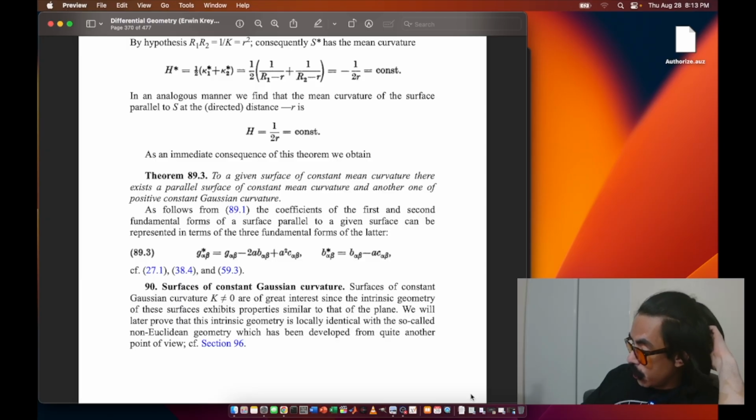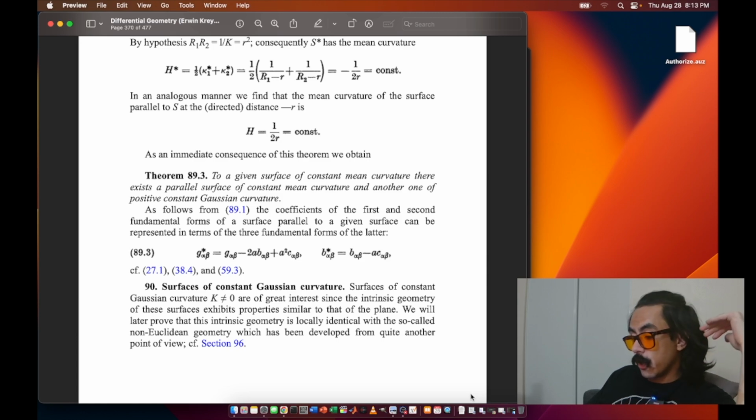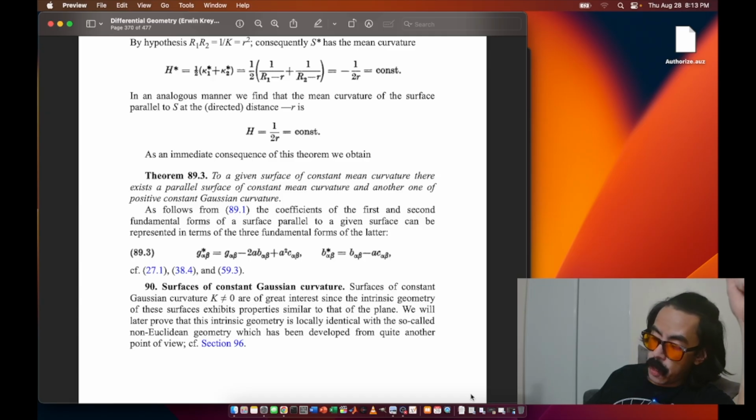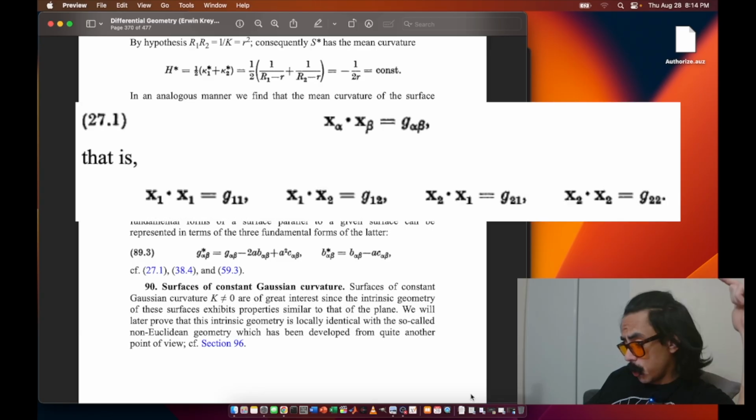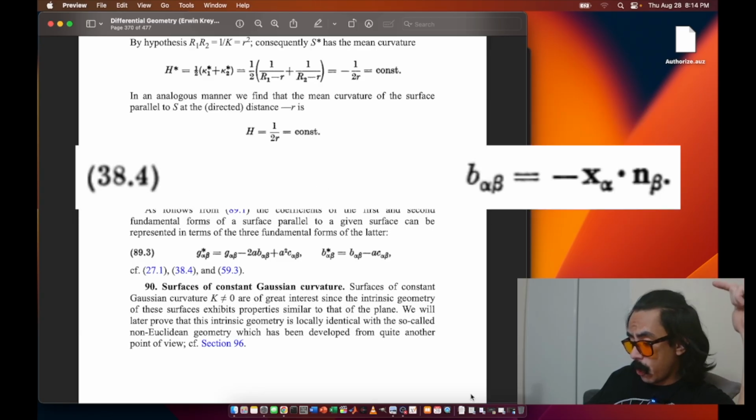As follows from the expression 89.1 at the beginning of this section, the coefficients of the first and second fundamental forms of a surface parallel to a given surface can be represented in terms of the three fundamental forms of the latter, namely g sub alpha beta star is equal to g sub alpha beta minus 2a times b sub alpha beta plus a squared times c sub alpha beta, and b sub alpha beta star is equal to b sub alpha beta minus a times c sub alpha beta. For which refer back to 27.1, 38.4, 59.3.